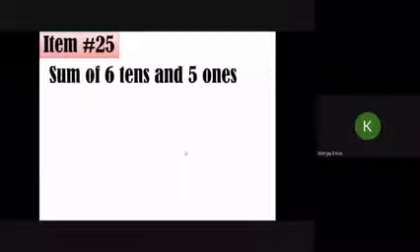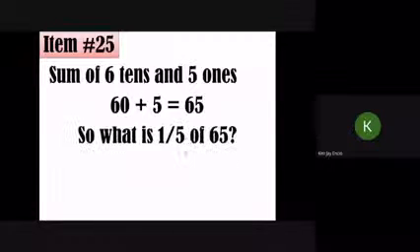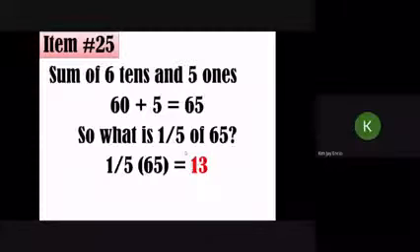So the sum of 6 tens and 5 ones, 6 tens means 60 and 5 ones is 5. So 60 plus 5 will give you 65. But what is 1/5 of it? 1/5 of 65 means 1/5 times 65, which will give us 13. Because 65 divided by 5 here, this 5, by the way, is understood to be your denominator. So 65 divided by 5 will give you 13 times 1, it's still 13. Letter D.